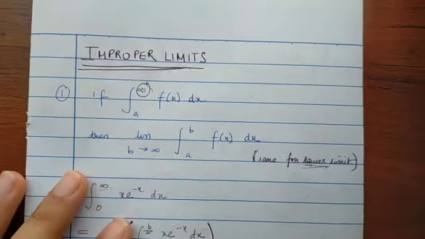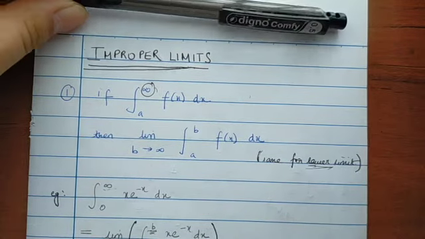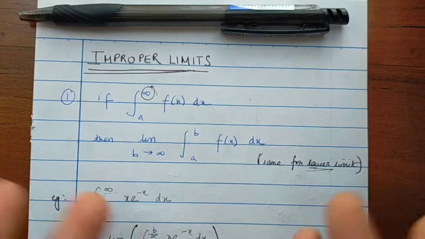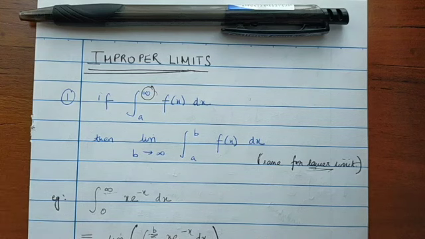So that is all for improper limits, and all for the limits that you need to know in general to evaluate any limit in Further Maths A2.